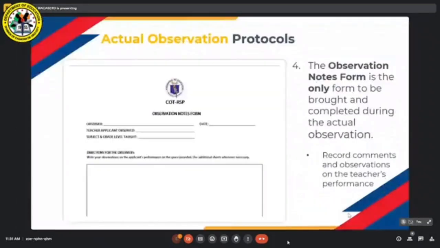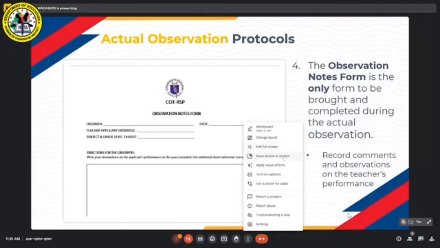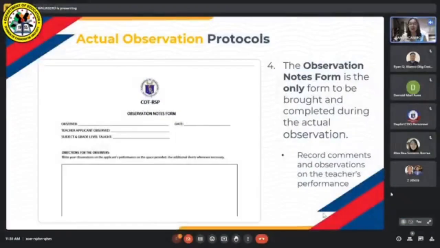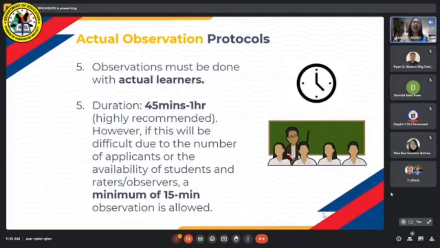Okay. So, this is the form for the actual observation protocols. The observation notes form is the only form to be brought and completed during the actual observation. Kanira gid among gamiton. Record comments and observation on the teacher's performance. Okay. Diha na mo from the very start up to the end. Observation must be done with actual learners.